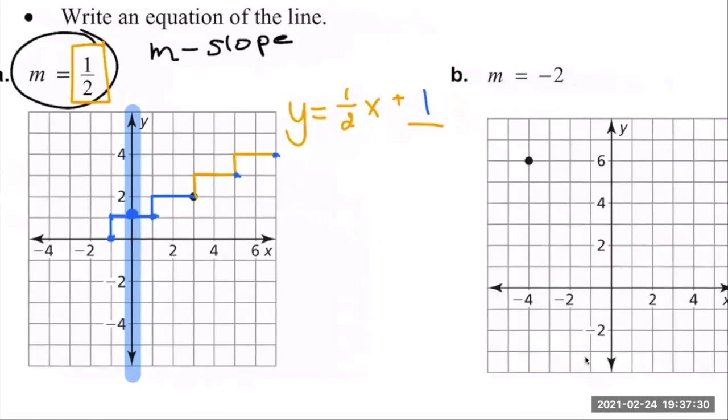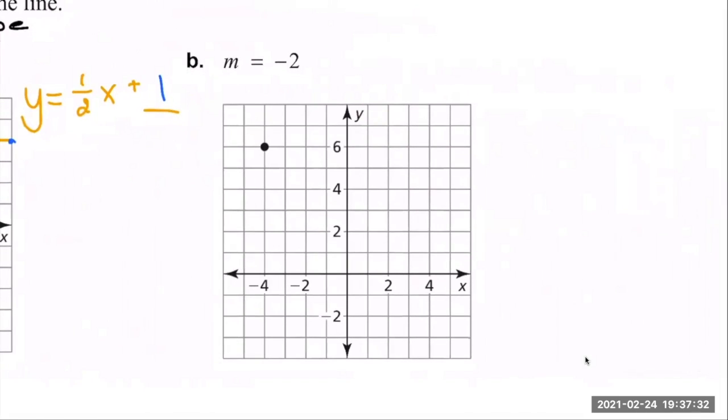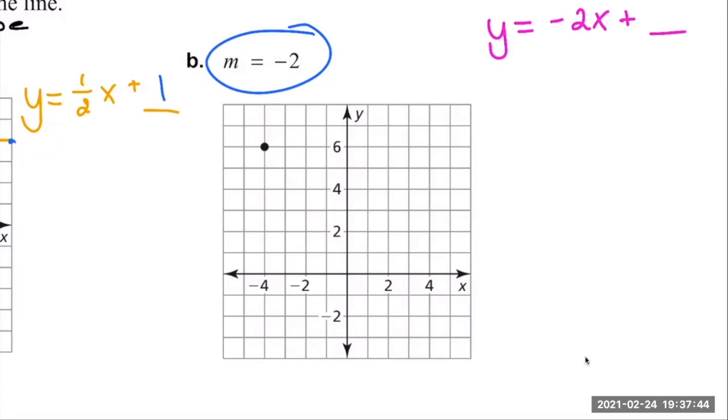Let's try the next one. Again, they give us m, so we have our slope. So we have y equals -2x plus b. That's what we're looking for. Since it's negative, that means our line is going down. So we have to go down 2, and it's over 1. So down 2, over 1. Down 2, over 1.